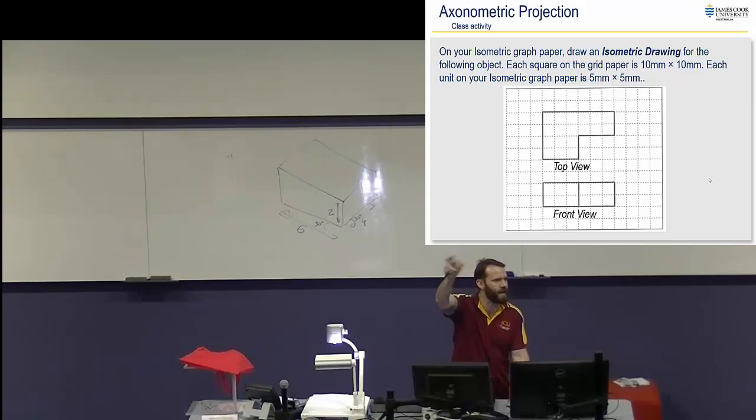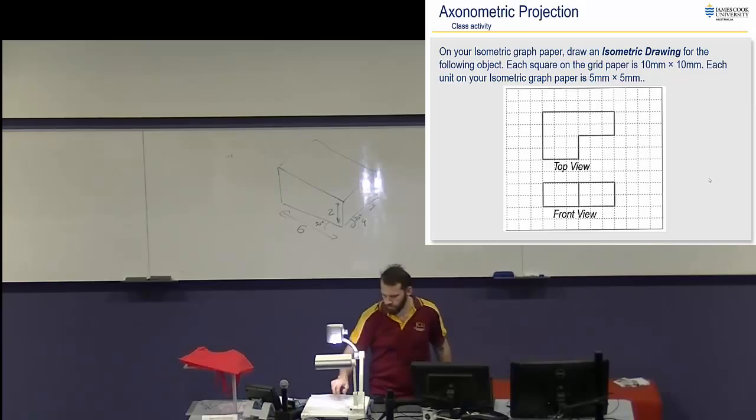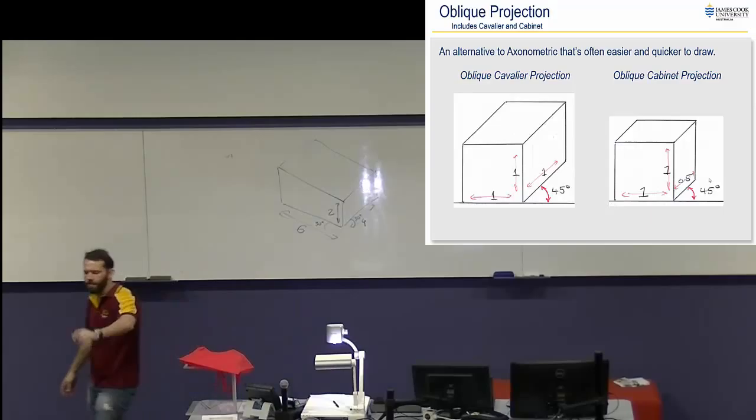That's as much as you want to do with this. You don't want to shade it too much, okay? All right. So, that's isometric. I'll talk more about isometric in a second. We'll do a little bit more circles and lines and things.